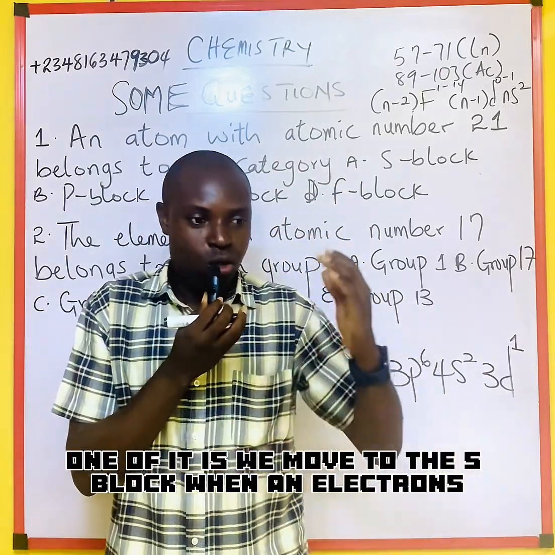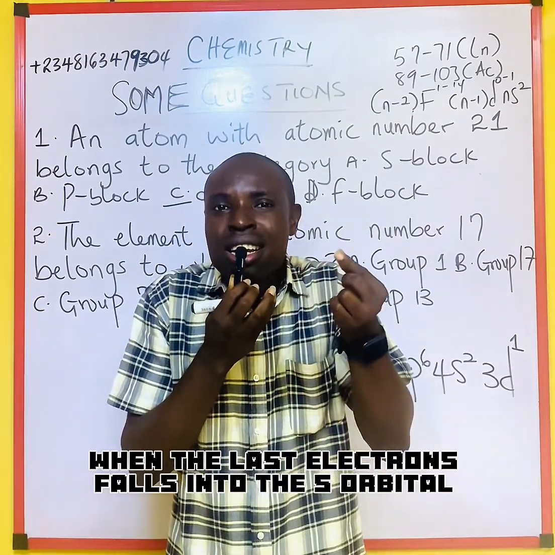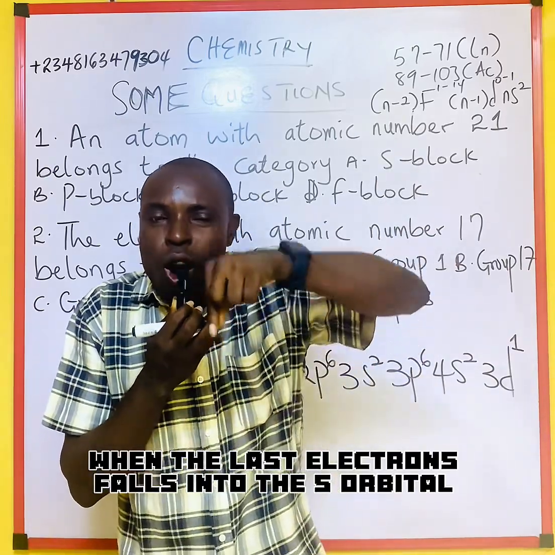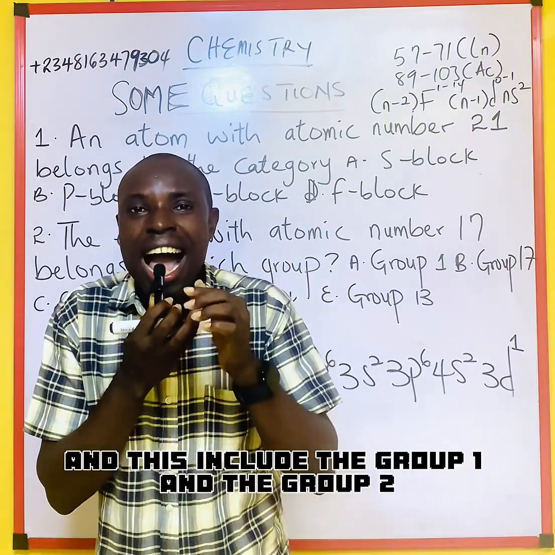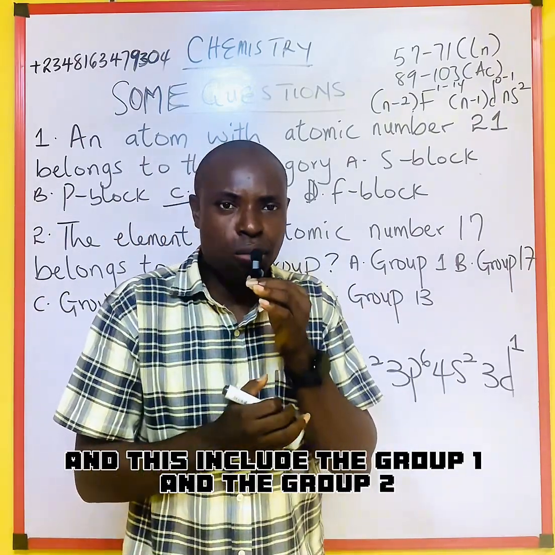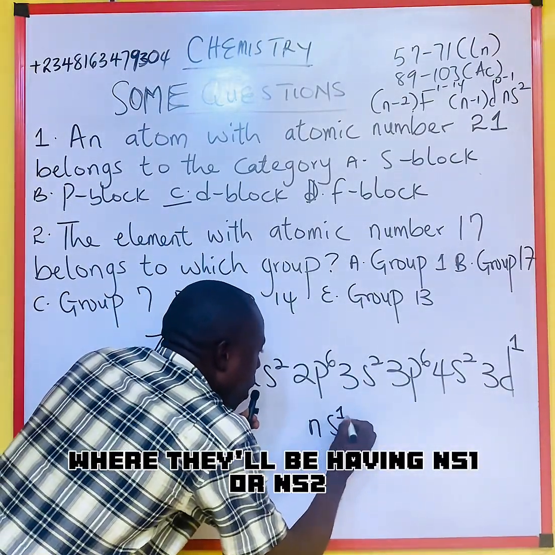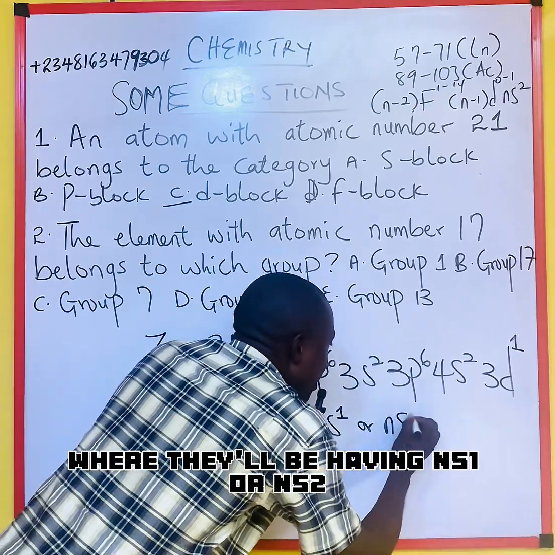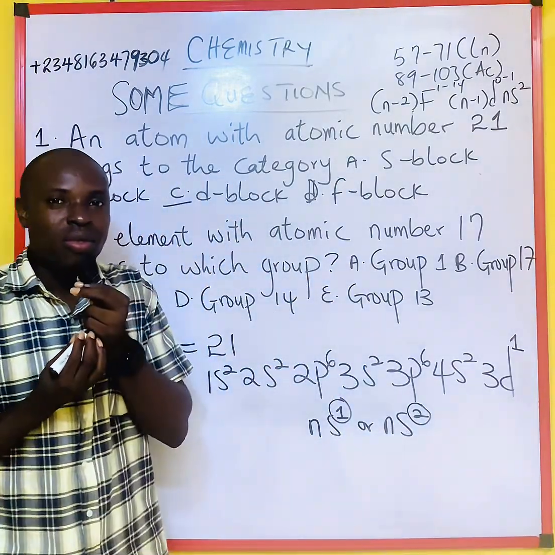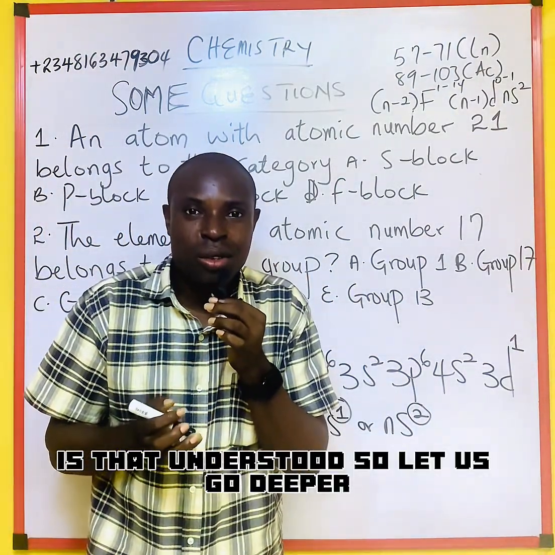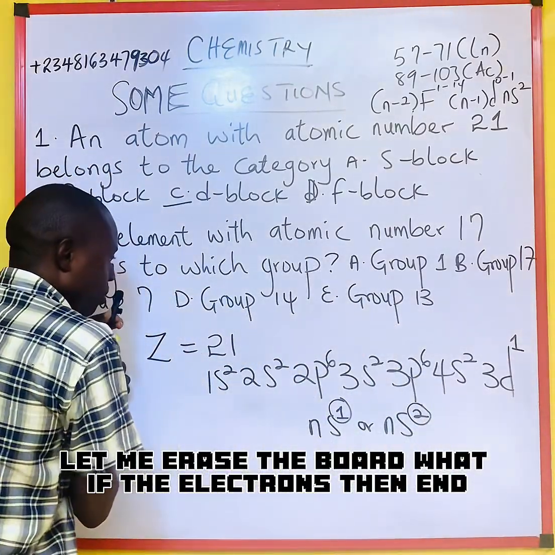One of it is, we move to the S block. When the last electron falls into the S orbital, it is known as an S block element. This includes group 1 and group 2, where they have ns1 or ns2. So this is group 1, this is group 2. Is that understood? So let us go deeper. Let me erase the board.